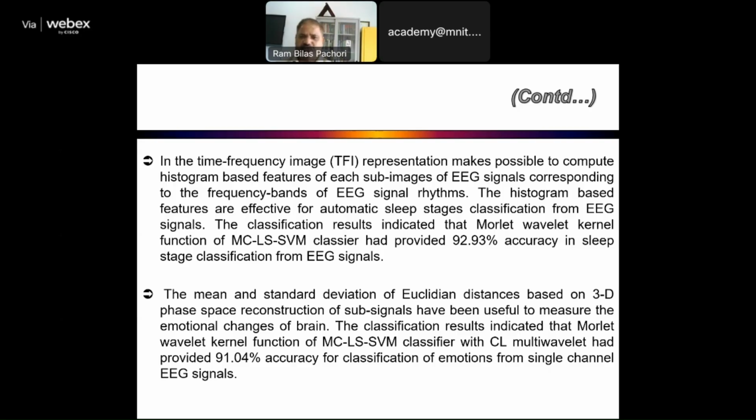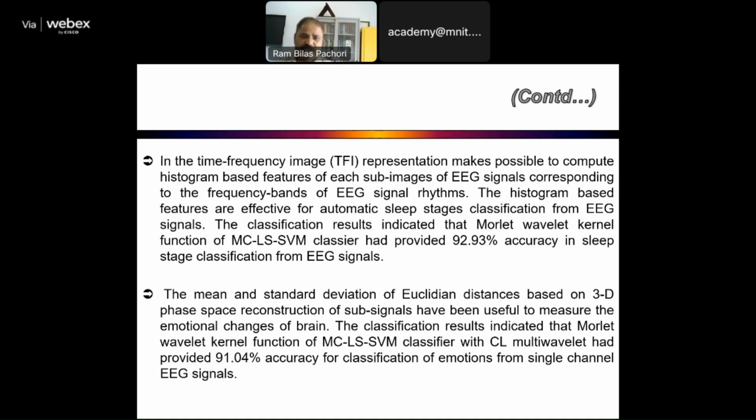The classification results indicated that the Morlet wavelet kernel function of the multi-class support vector machine classifier had provided 92.93% accuracy for sleep state classification from EEG signals. One of the important points here is that the time frequency image actually opens a new door of applications these days, like deep learning and convolutional neural networks, where you want to have the signal in the form of an image. So this is the tool, the time frequency image, which helps you convert a signal into image form, and then it can be used with advanced machine learning techniques.